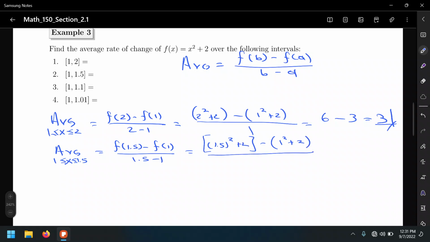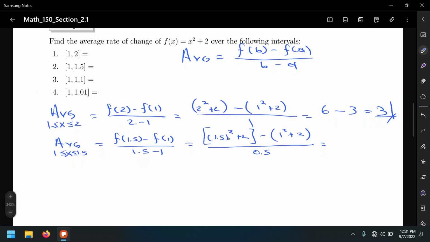So, and then divided by 1.5 minus 1, that's 0.5. Okay. So 1.5 squared plus 2 gives us 4.25, minus 3, over 0.5, and simplifying this should give us 2.5. And then, well, we will see what values we are going to approach. However, I'm going to show you a different way.